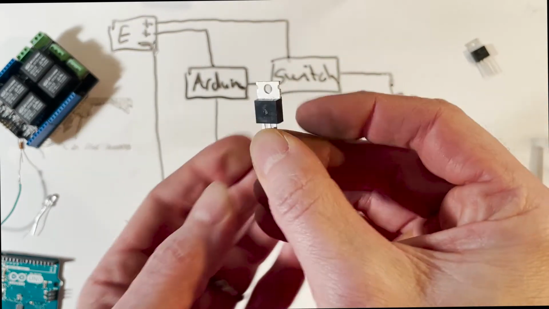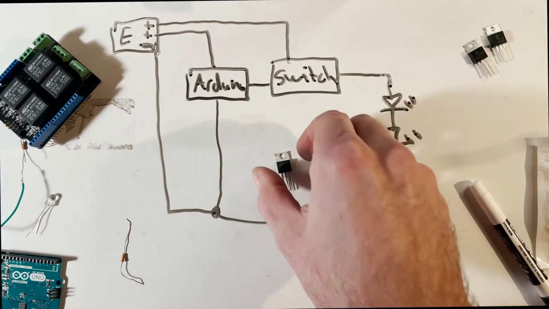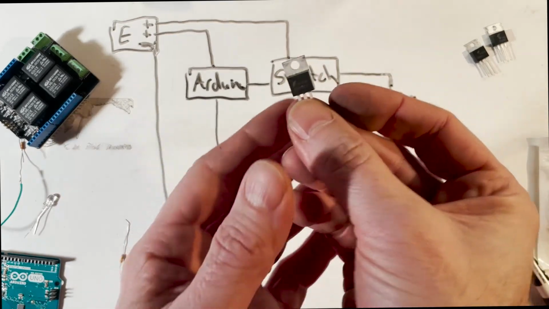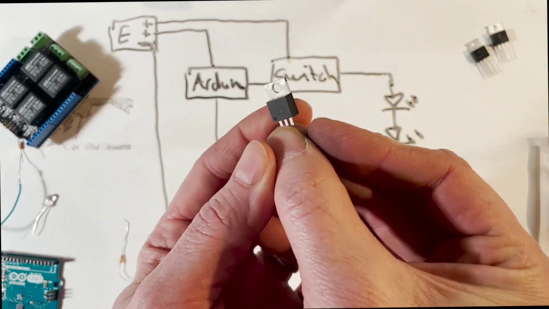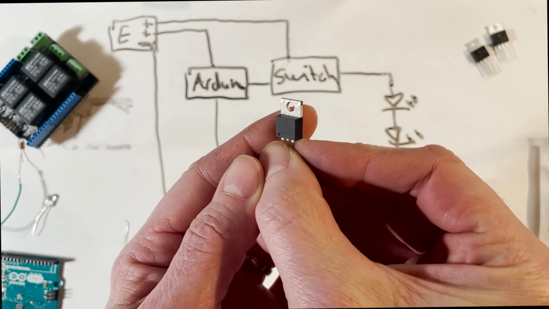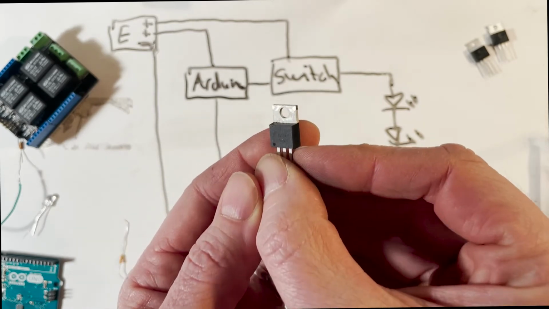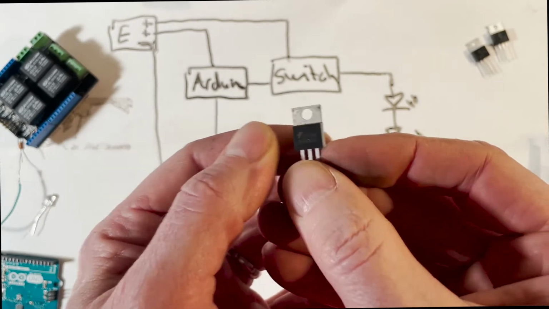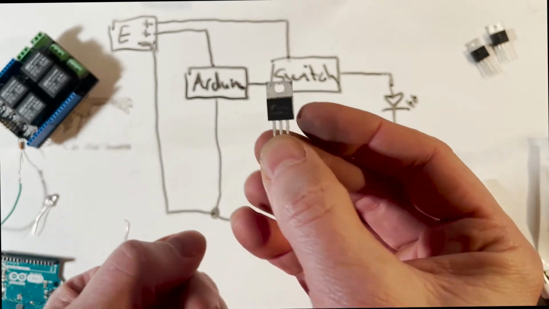This is a TIP32. That's a negative version, a PNP transistor. Don't want to use that. And this one, it's like P60 something. I can't even read it right now, the light's not good enough. But I know this is a MOSFET because I took it out of the MOSFET box.